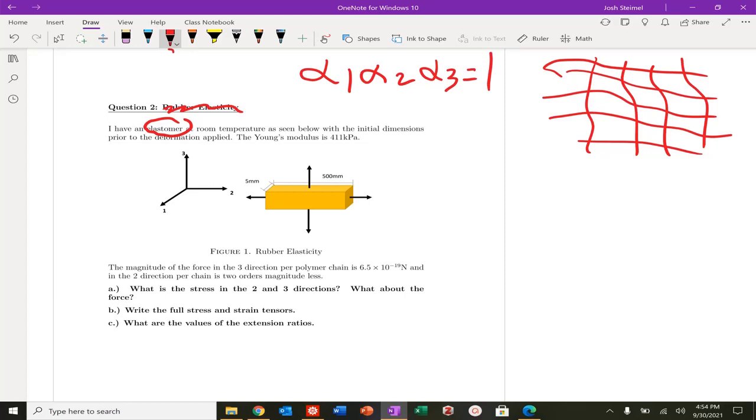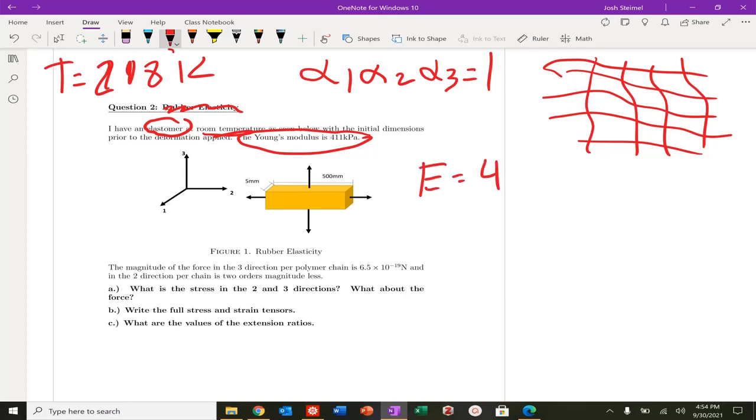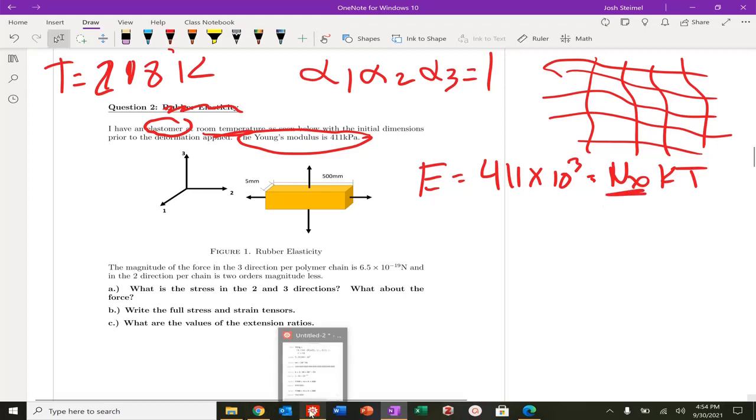We're also given that the Young's modulus is 411 kilopascals, and this is at room temperature, so T is equal to 298 Kelvin. So my Young's modulus is equal to 411 times 10 to the 3, and this is equal to n sub x k T. We know k is Boltzmann's constant, so we could actually solve for n sub x right now if we wanted to, and why not?